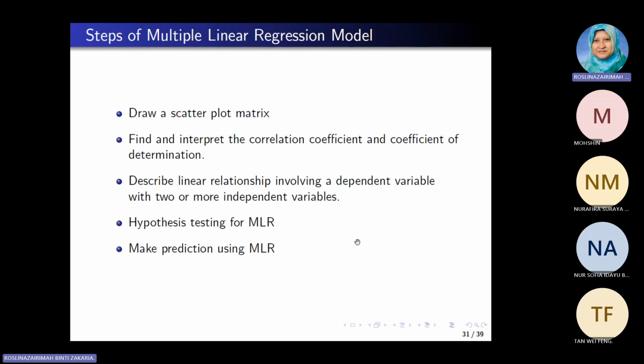Okay, so for multiple linear regression, step 1 would be to draw a scatter plot as usual, a scatter plot matrix. Graphical representation will help us a lot. Secondly, find and interpret the correlation coefficient and coefficient of determination. Then we describe the linear relationship involving a dependent variable with 2 or more independent variables. Then we need to do hypothesis testing for multiple linear regression, before we use the MLR.